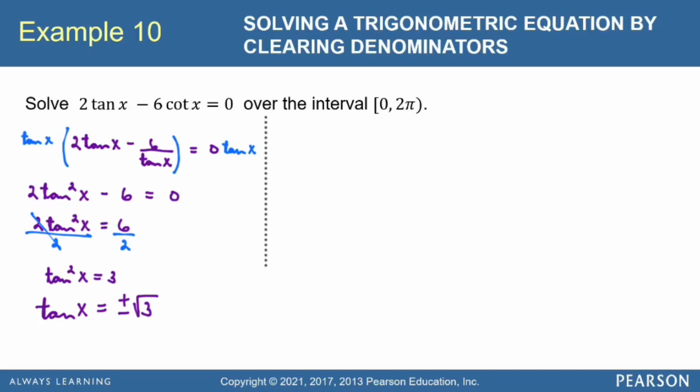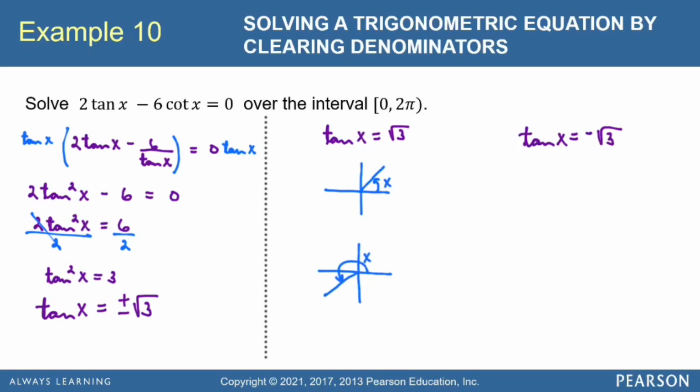We're going to get solutions for when tangent of x equals positive square root of 3 and solutions for when tangent of x equals negative square root of 3. So let's think about quadrants first. When tangent of x equals positive square root of 3, we're going to find a solution in quadrant 1 and another solution in quadrant 3 because those are the quadrants where tangent can be positive.